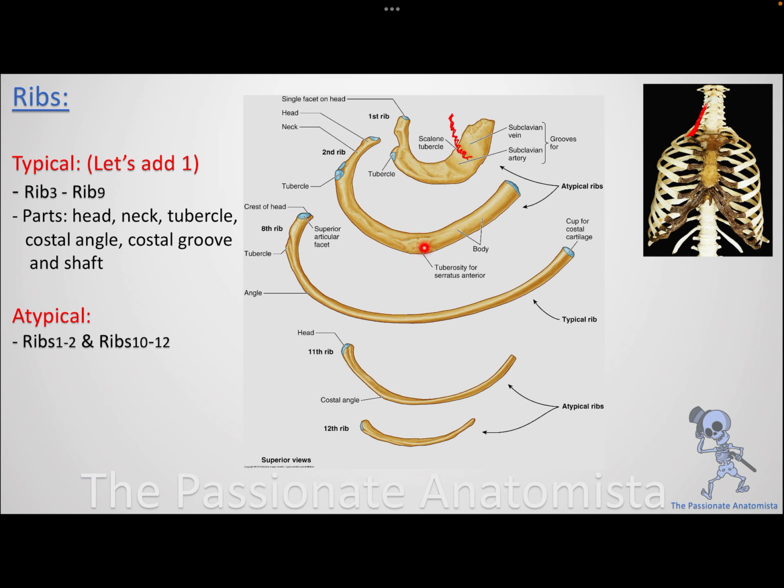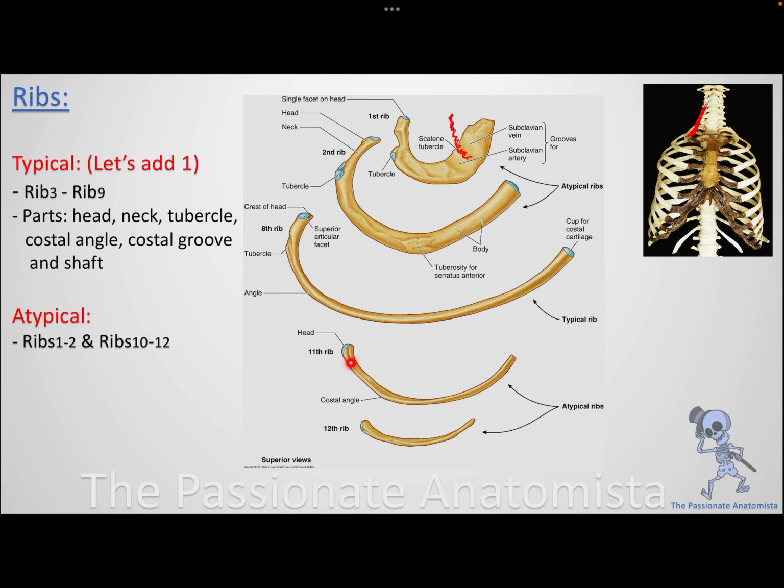So here we have S and S. We have tubercles for the S muscles, scalenus anterior muscle and serratus anterior muscle. So that's what makes ribs number 1 and 2 atypical. What about 11 and 12? They are floating ribs. They are very short.